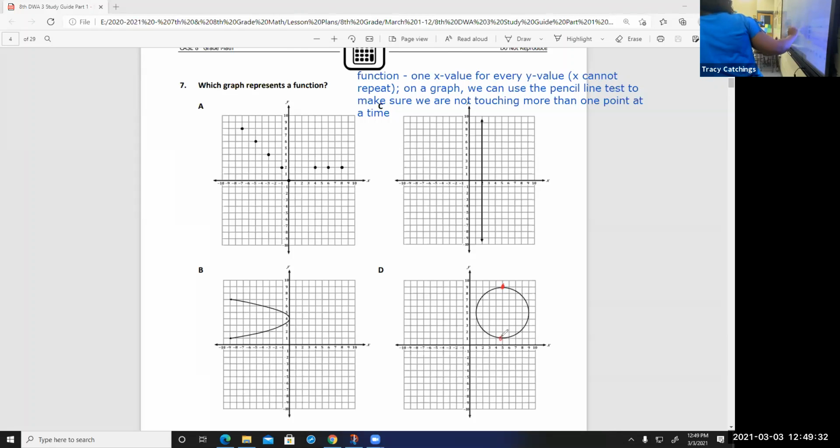It'll be touching that point and that point. So that means that's not a function, I'm touching too many. It don't matter. All right, what about B? Yep, we're going to hit more than 1 point. That means that's not a function.